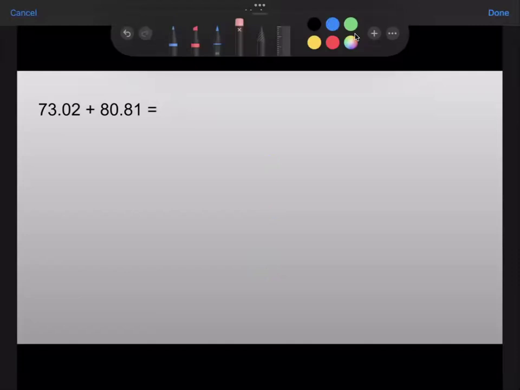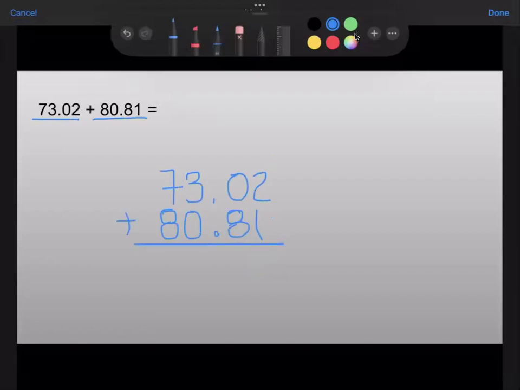Or if I wanted to, I could write the first number and then line things up from there. So I'm going to put 73.02. And then right under it, I'm going to put 80.81. And as long as my decimals are on top of each other, I know I've lined things up correctly. So I'm going to go ahead and add those together. I'm going to go ahead and place the decimal for my answer right underneath the decimals in my problems.